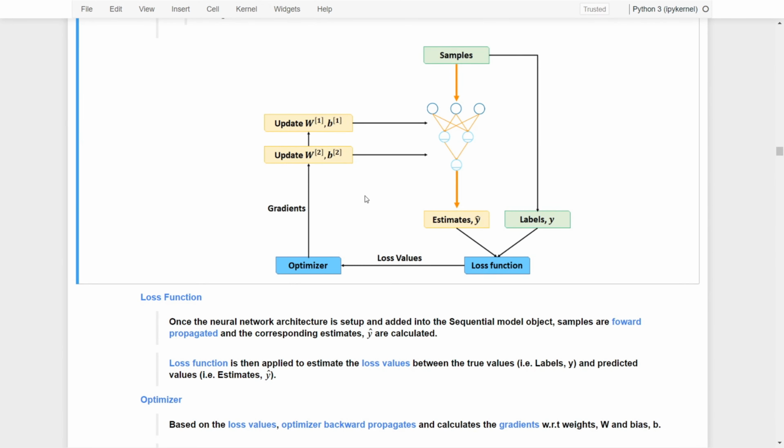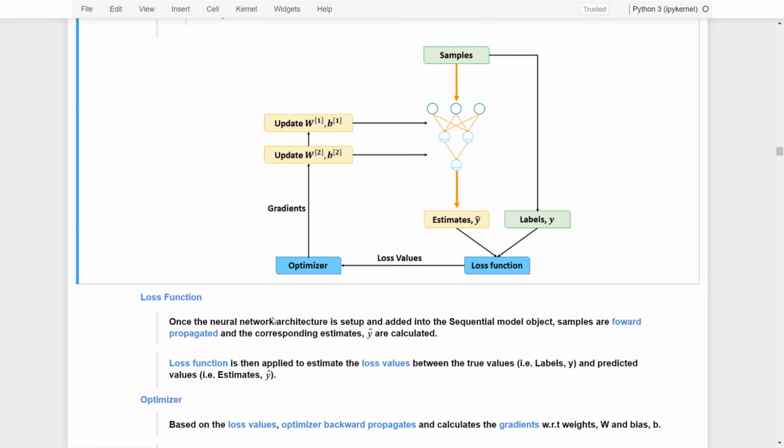These figures reveal how we use each of the arguments in the compile function to set up the whole training, to configure the models for training. Here we have the loss function. Once the neural network architecture is set up and added into the sequential model, samples are forward propagated and the corresponding estimate y hat is calculated. The loss function is then applied to estimate the loss value between the true labels and the predicted value, the estimate y hat.